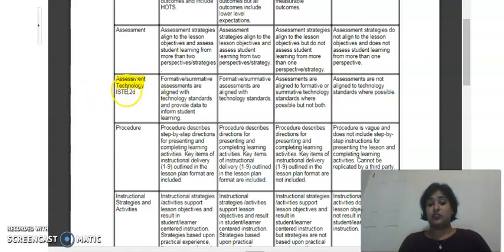Your assessment for technology is very important. That's a whole row. So one of your assessments will be related to technology, and then how the data from it provides information for student learning is important. Procedure about your grouping, instructional strategies, and all of those things need to be in before, during, and after.